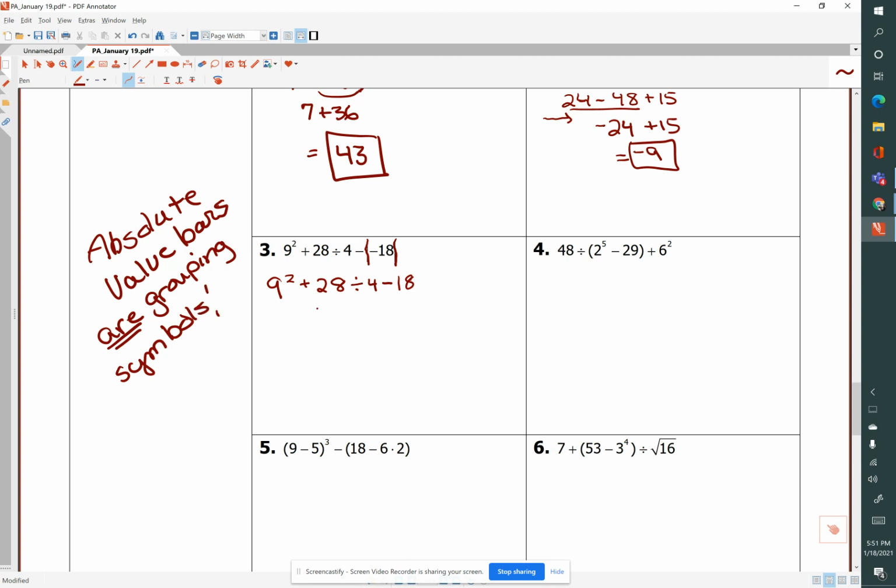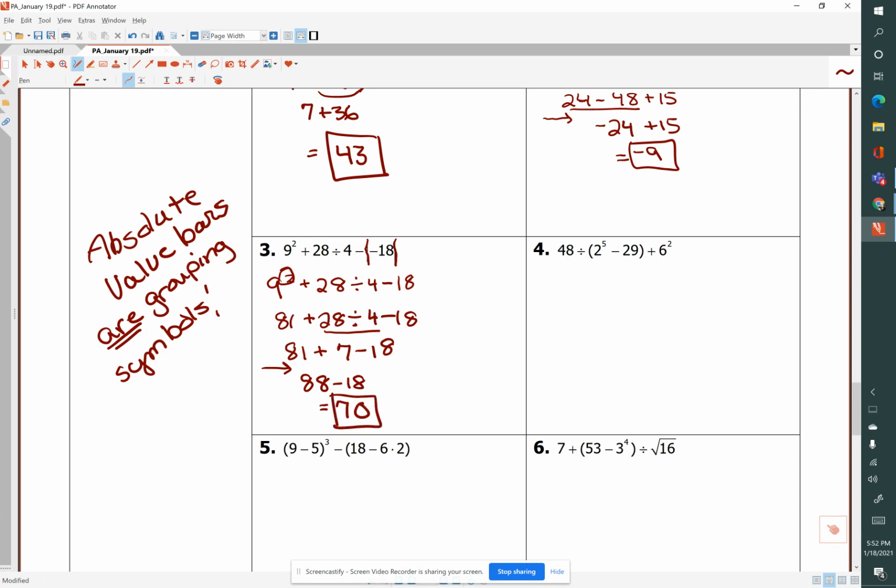All right, next, let's continue on. We've got an exponent. So 9 to the second power, 9 times 9 is 81, plus 28 divided by 4 minus 18. Now we have to do the division, 28 divided by 4. 81 plus 7, 28 divided by 4 is 7, minus 18. Now we simply work from left to right because it's just addition and subtraction. So it's 81 plus 7 is 88, minus 18, and 88 minus 18 equals 70.